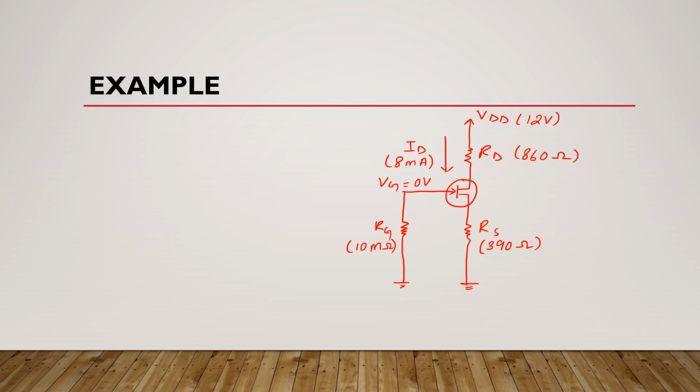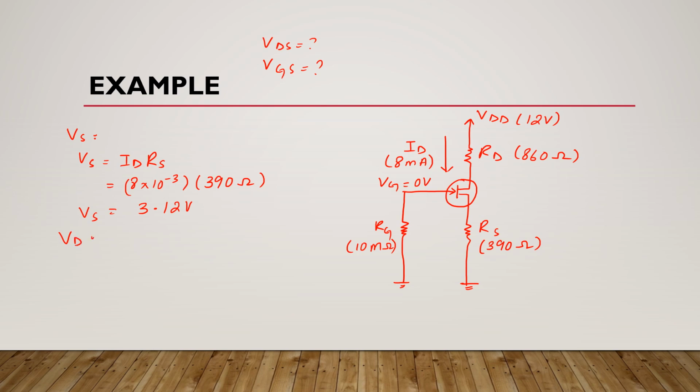Again, if you want to find the drain to source voltage and gate to source voltage in this case, how are you going to start your analysis? First, we will find source voltage Vs. We know that Vs is equal to ID Rs. Here ID is 8 milliamperes, and Rs is 390 ohms. After solving this, you will get 3.12 volts. This is Vs.